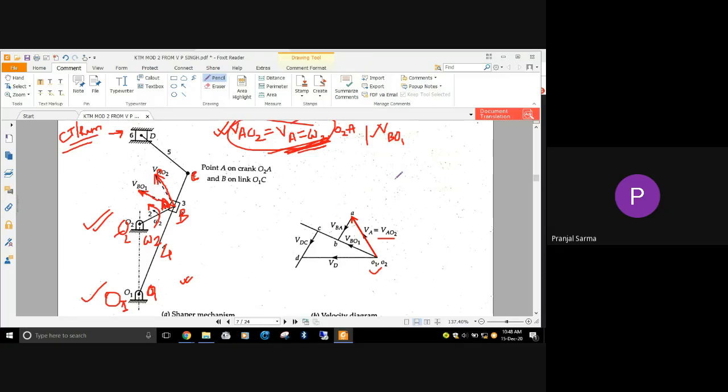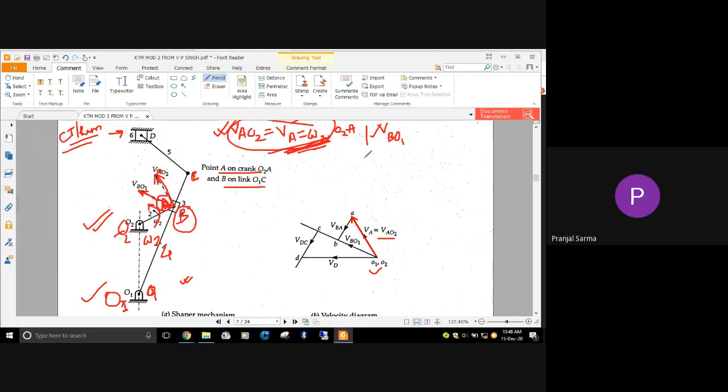Now, the velocity of point B with respect to point A. Okay, velocity of point B. Point B is where? It's here. Okay, with respect to point A. Point A ultimately is a similar kind of coincident point, but we are considering point A on the crank, point B on the link. That way we are considering.